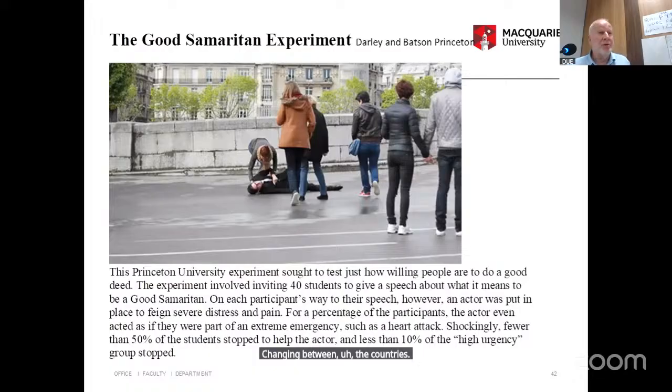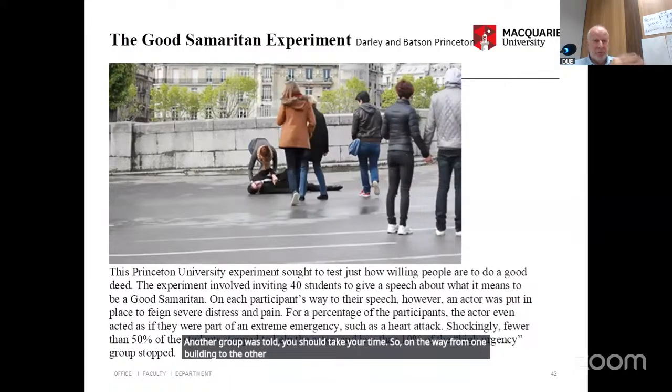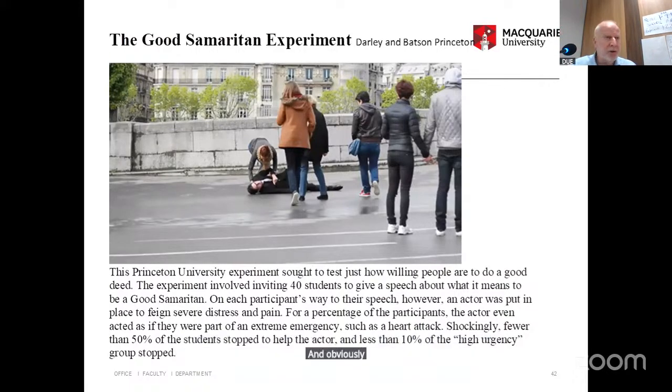One group was told that they had to get there quickly. It was urgent. Another group was told they should take their time. On the way from one building to the other, the experiment was set up so that someone collapses, obviously having a heart attack.